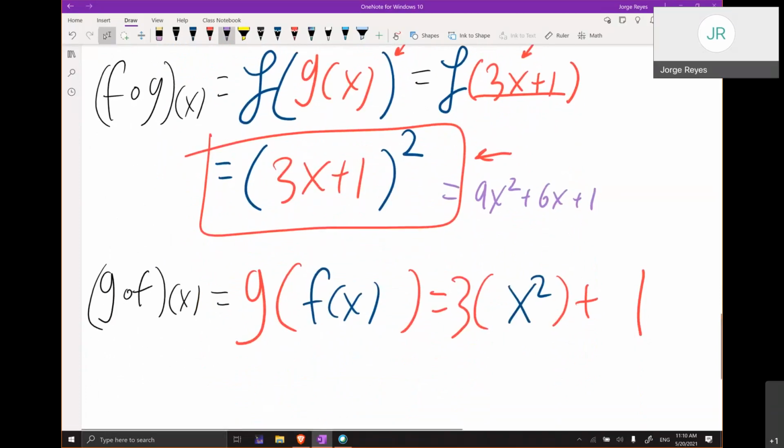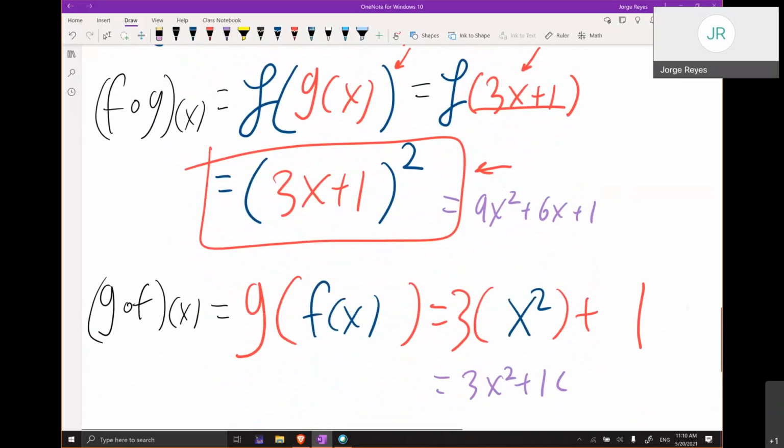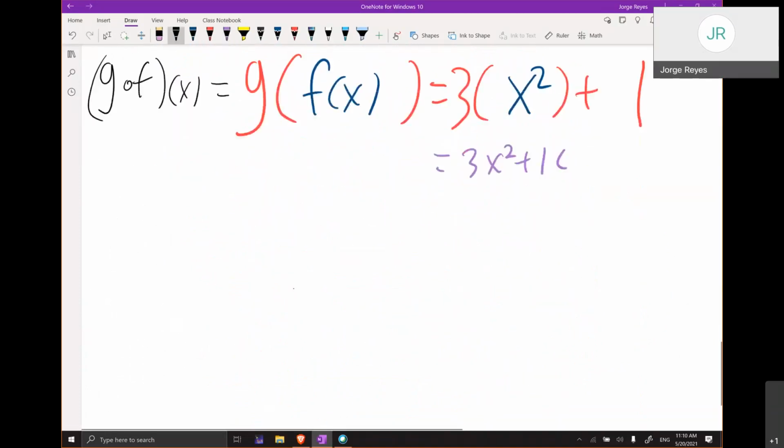So the answer is 3x squared plus 1. And we look and we're like, yo, those are totally different. Those are not the same, okay? So the order matters. Very important. So let's do one more example.